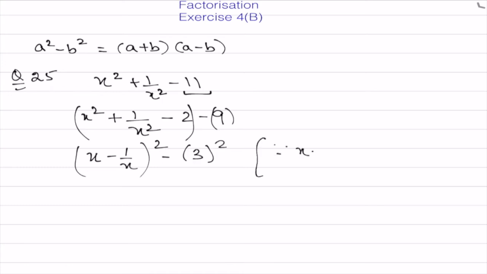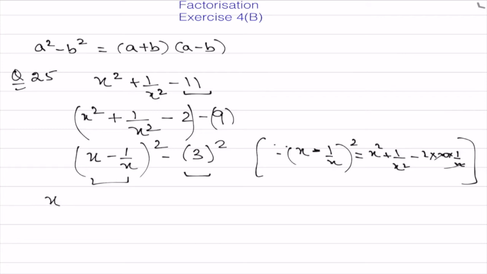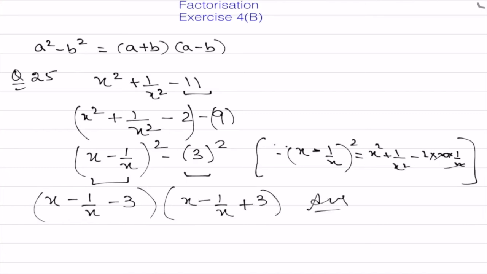Here see, if we expand this x minus 1 upon x whole square, with the formula a minus b whole square, it gives us the same term. Okay, now we can use the formula a square minus b square. So x minus 1 upon x minus 3 into x minus 1 by x plus 3. So these are the two factors of the given expression.